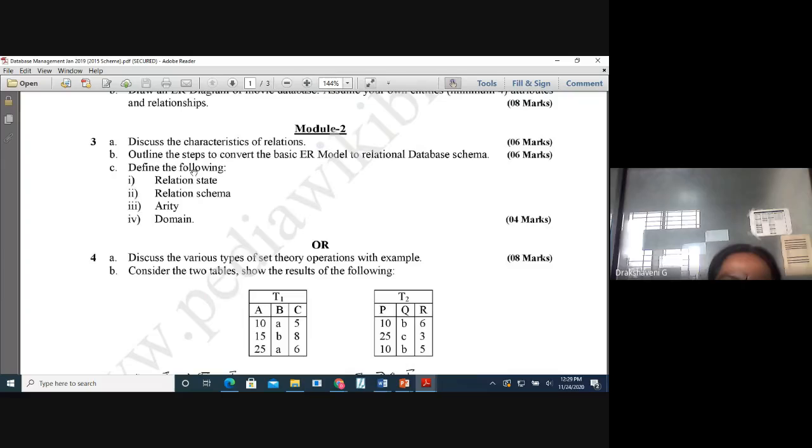Okay, so define the following. You have to define what is relation state, what is relation schema, what is arity, what is domain. So that's about the second chapter.